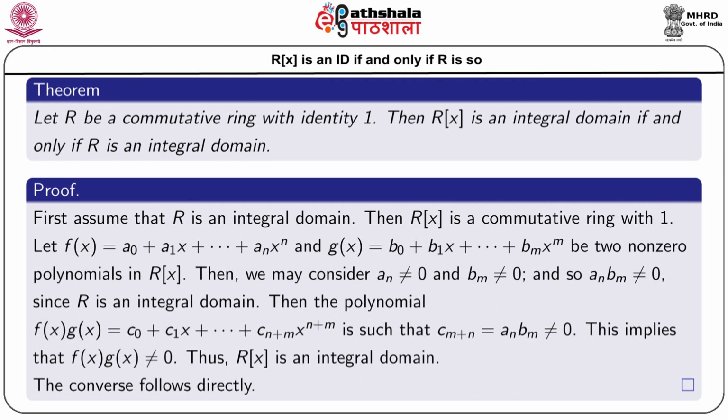This implies that the product of these two polynomials f(x)g(x) is non-zero when f(x) and g(x) are non-zero polynomials, and hence in R[x] there are no zero divisors. Thus, it follows that R[x] is an integral domain. The converse follows directly, since R can be treated as a subring with identity of the polynomial ring R[x].